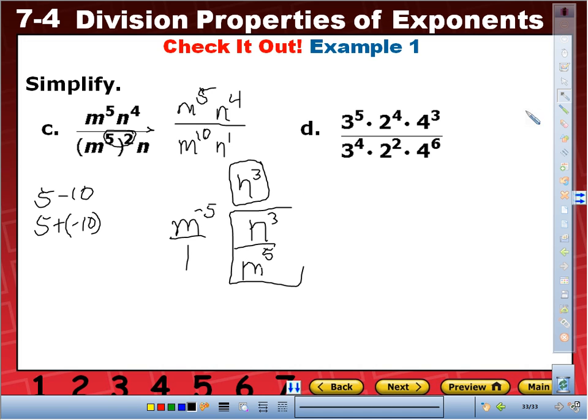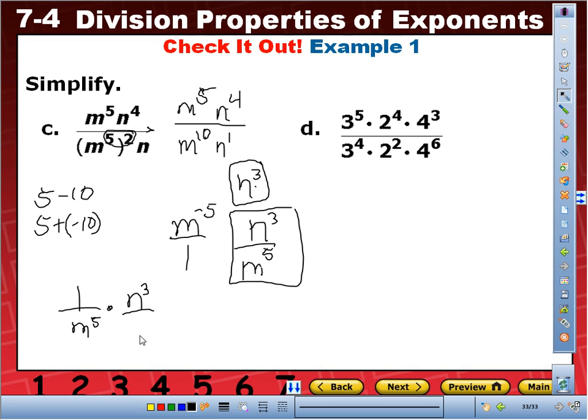Okay, if you don't see it, here we go. Let me show you another way. This became 1 over m to the fifth times, this is n to the third over 1. What is 1 times n to the third? N to the third. What is m to the fifth times 1? M to the fifth. That's how we end up with that.